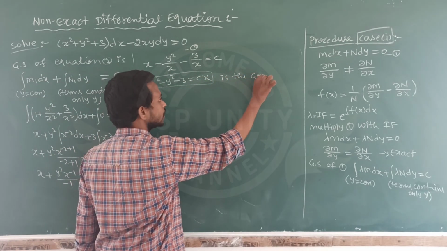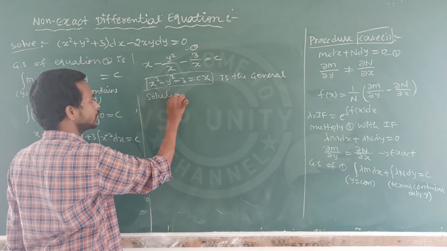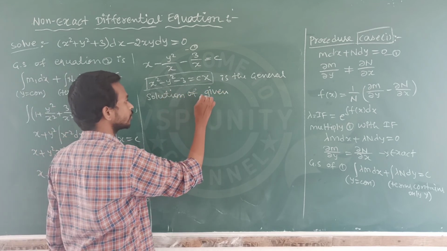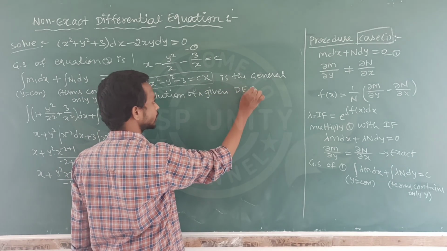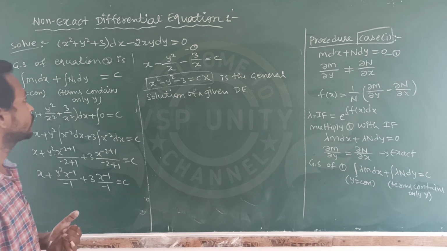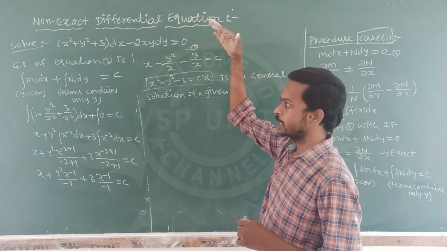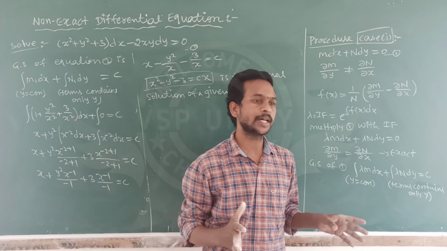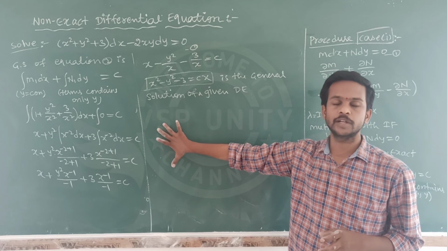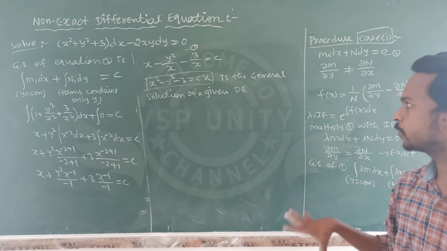So this is case 1. Like this we have 4 cases. First of all, you have to find the integrating factor. Then we have to multiply that integrating factor with the given differential equation. Then we have to find again dou N by dou x and dou M by dou y. If both are equal, then it is in exact form. Then we have to proceed to the general solution like a normal exact differential equation. I hope you all understand. Thank you.